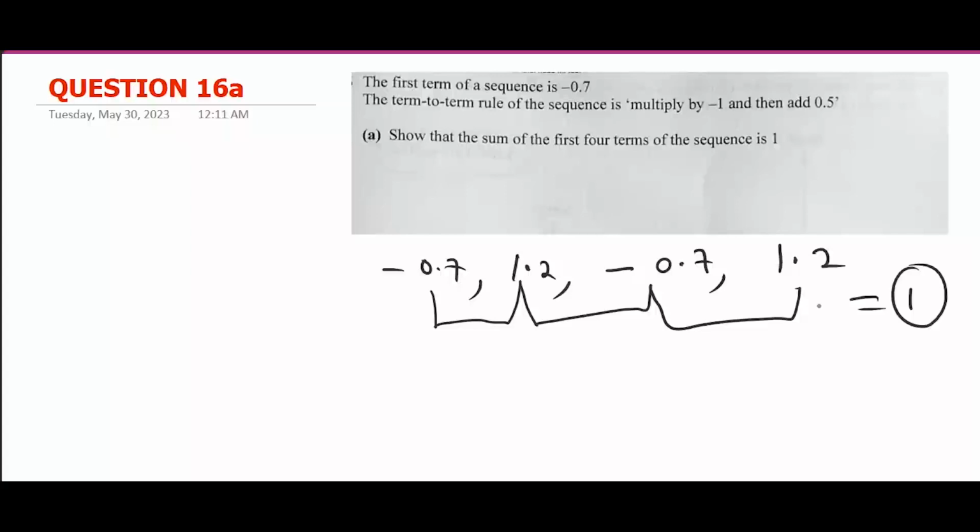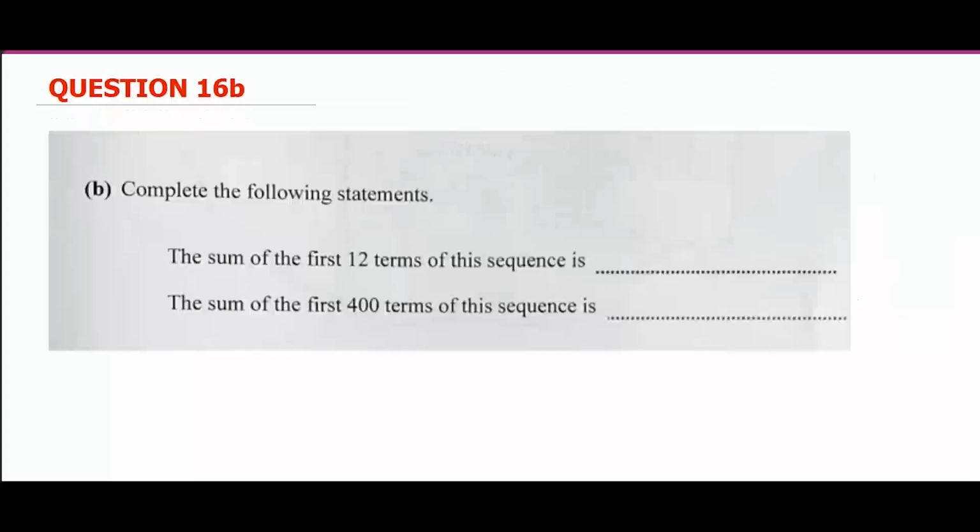Okay, that's the sequence. So these four terms keep on showing up. So that means for every four terms, they always add up to 1. Let's go to 16b. That will be useful in 16b.